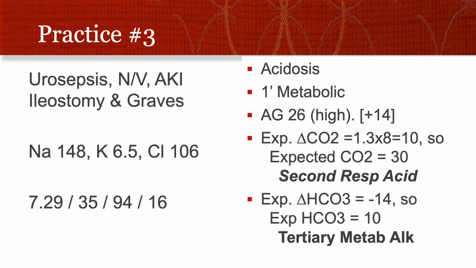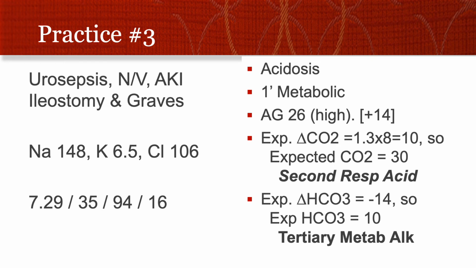So now we've identified two problems, a primary metabolic acidosis and a secondary respiratory acidosis. Now we need to determine if it's just an anion problem or a bicarbonate problem too. And that's where we use our delta ratio. It doesn't take up much space, so despite all your fear about the delta ratio, you're seeing that it's not all that hard. In this case, our expected delta bicarb for that high of an anion gap is minus 14.